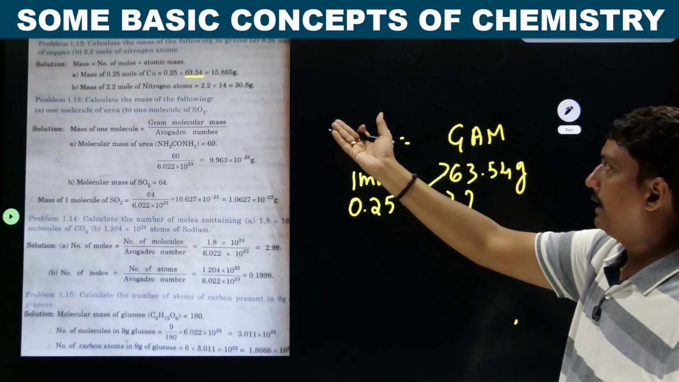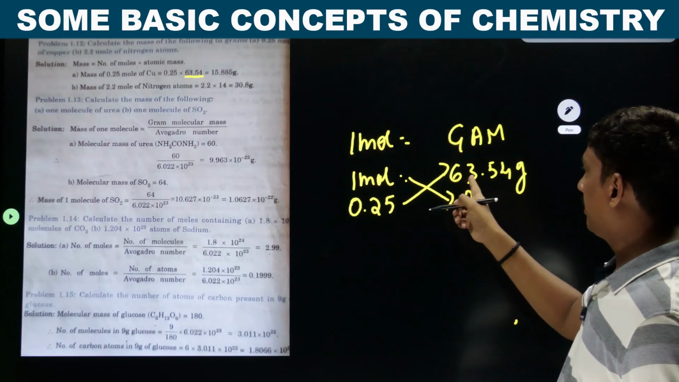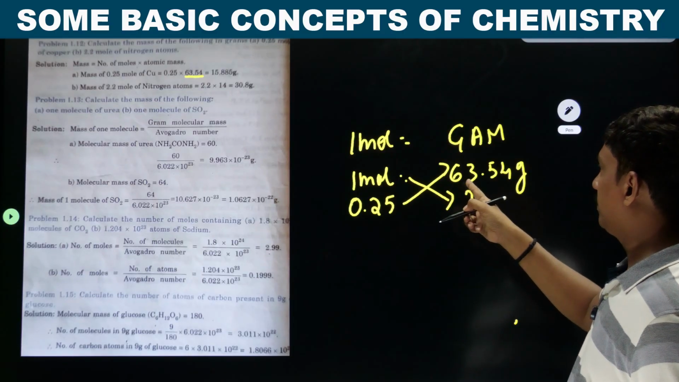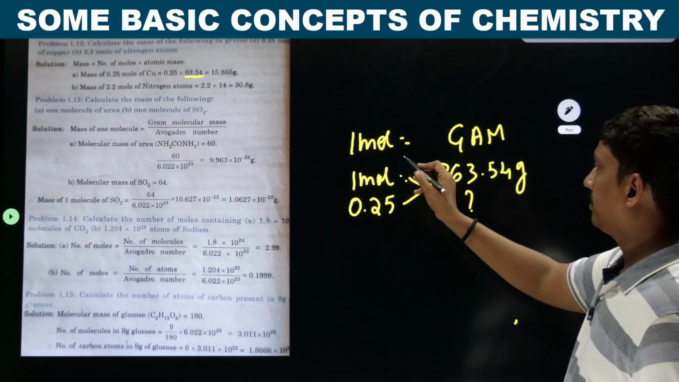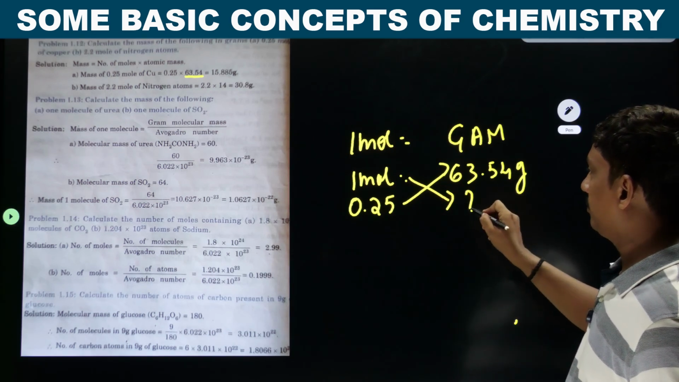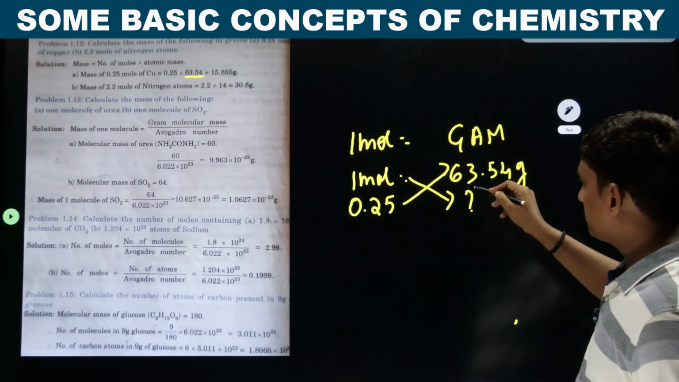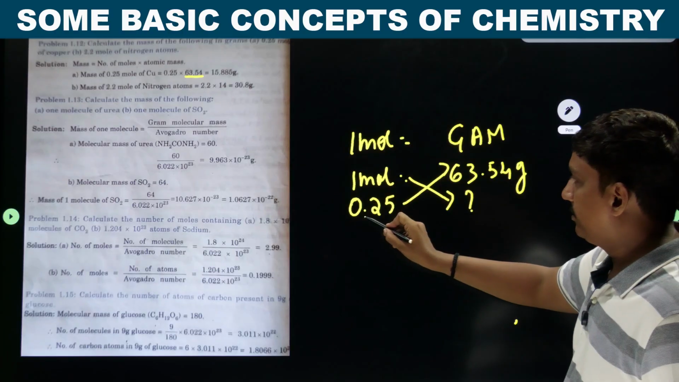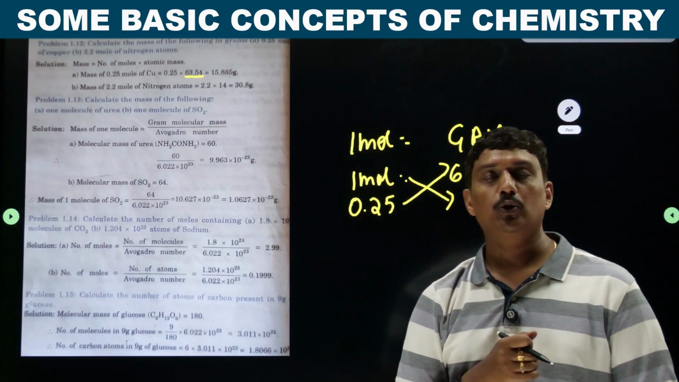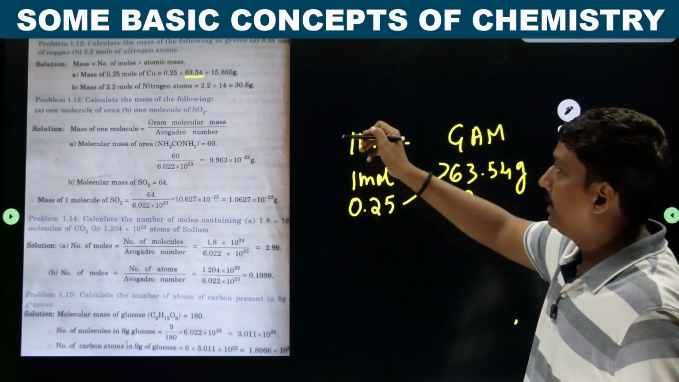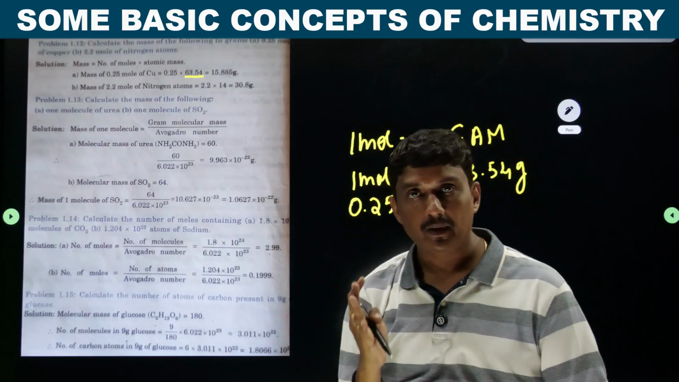So we can calculate by this method: 0.25 into 63.54 is equal to how many grams? So you will get the mass here. This is another method to calculate how much mass should be taken if moles are given.